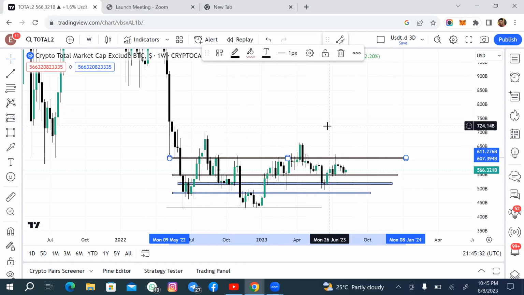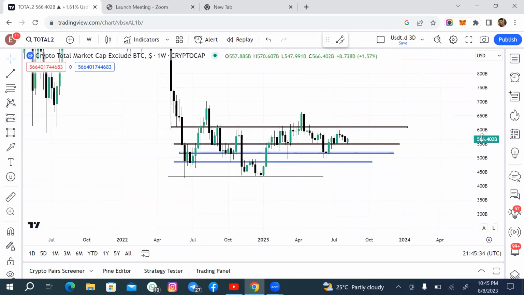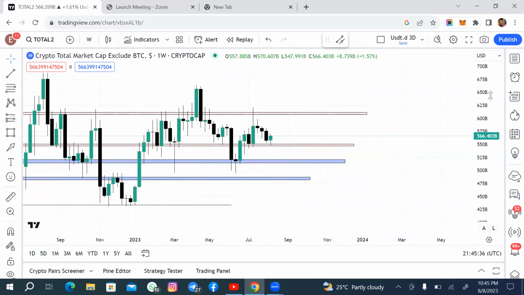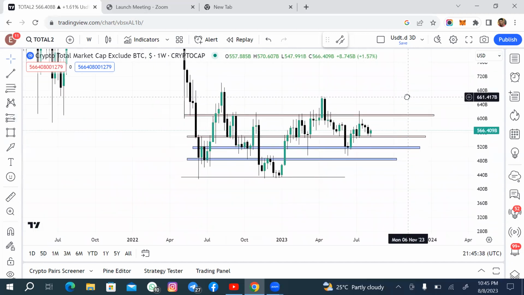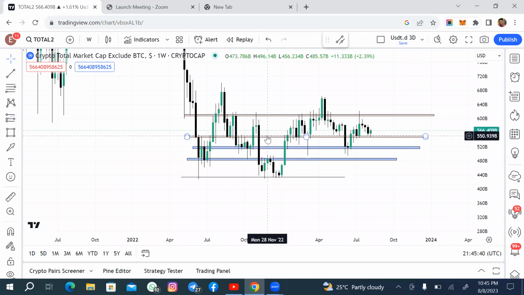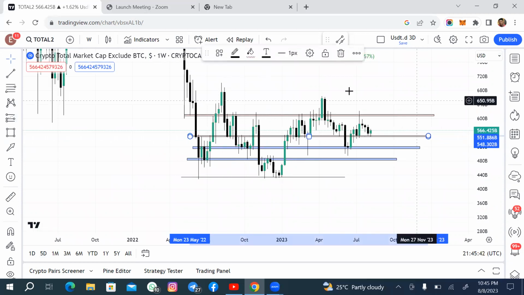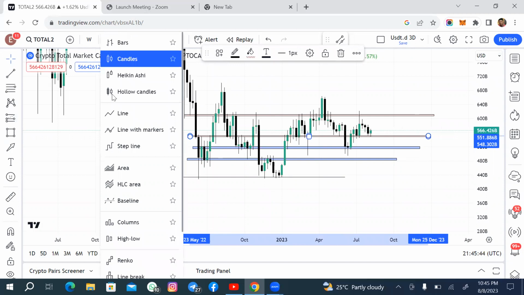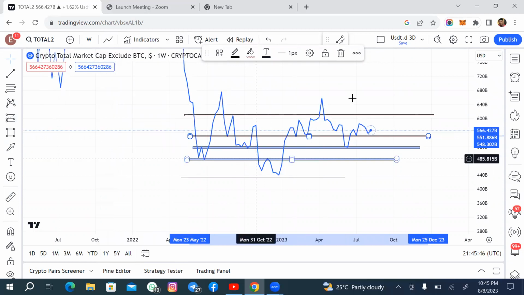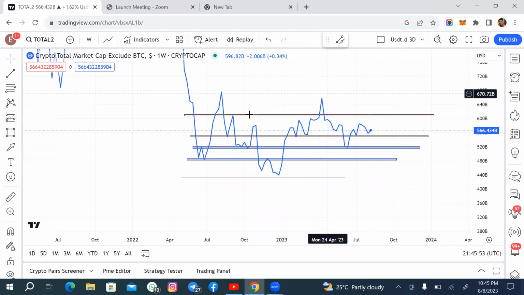Now you can see right here, we have our range. We have our key levels plotted, but I'm going to plot this on a line graph so that you see exactly what I'm saying. Now, look at this thing right now. What do you see? What chart pattern do you see?